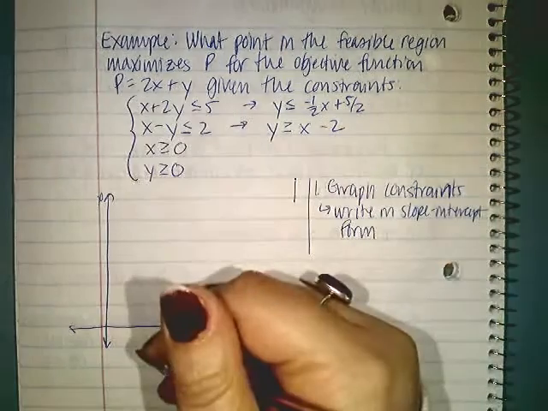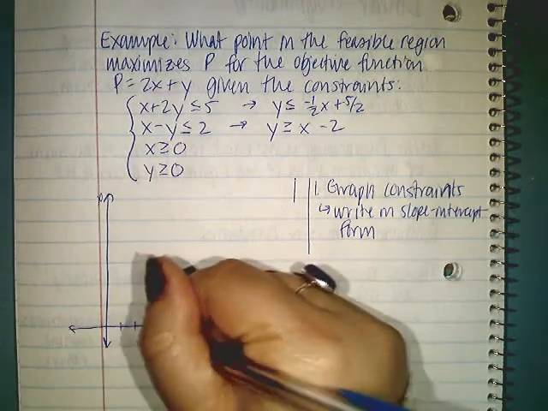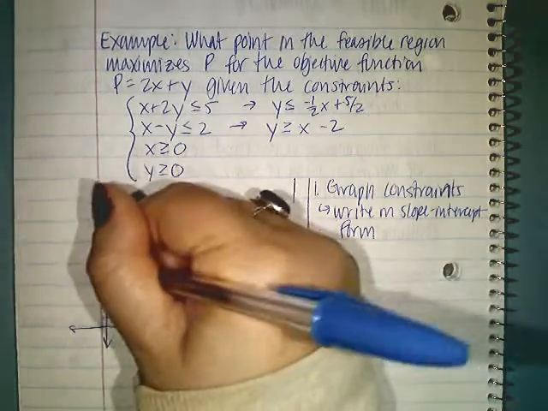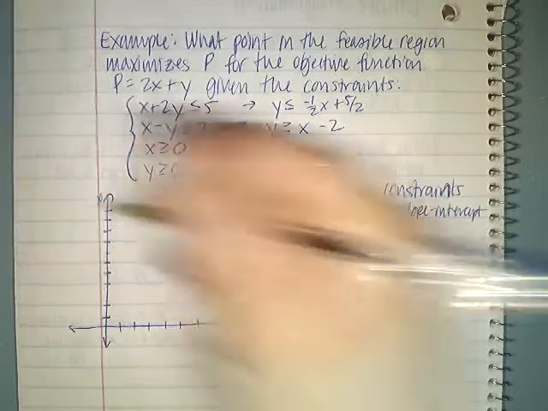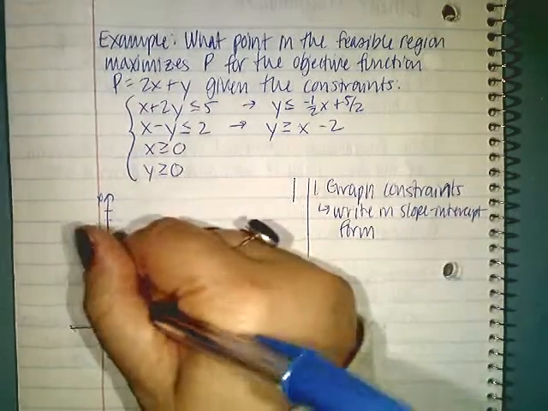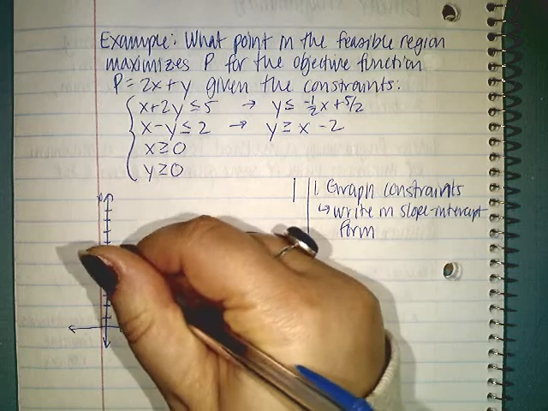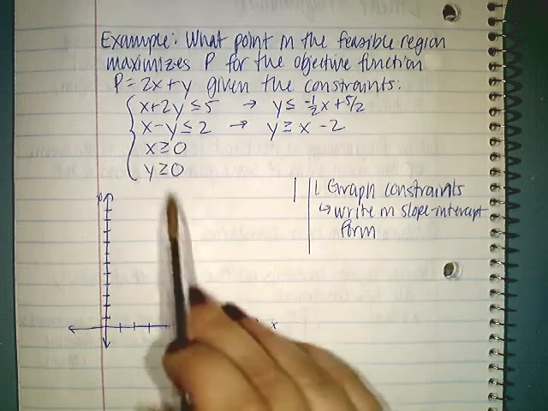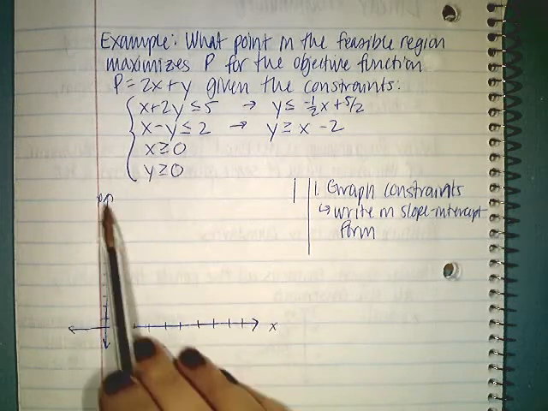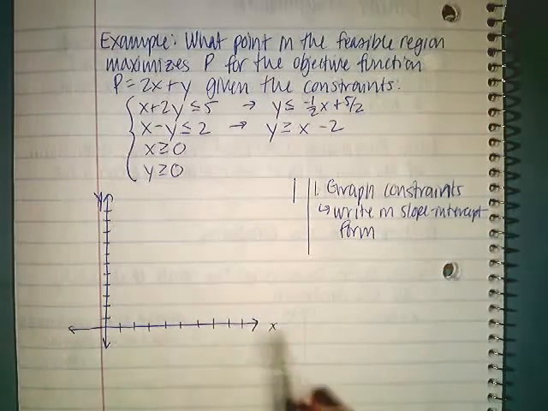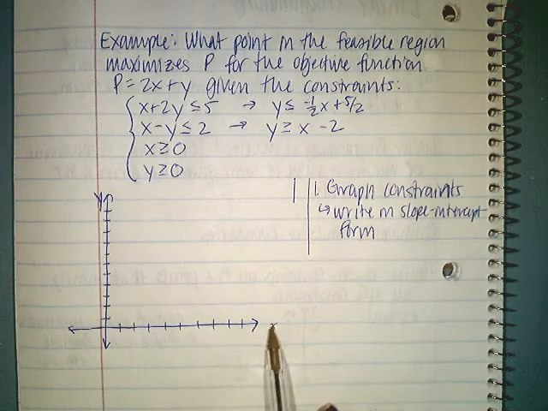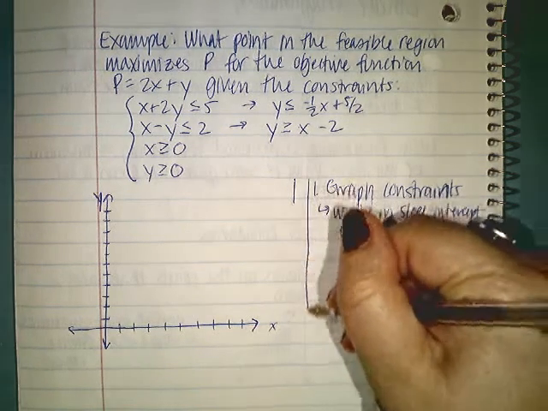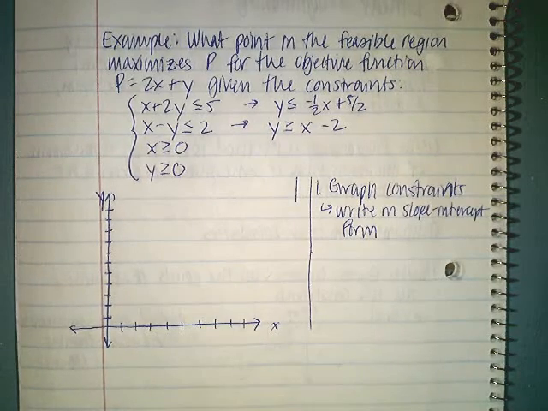x-axis, y-axis, and I'm going to graph 1, 2, 3, 4, 5, 6, 7, 8, 9, 10, 11. Okay. So first thing, I know x is greater than or equal to 0 is this vertical line along my y-axis. Y is greater than or equal to 0 would be this line along my x-axis. I'm not going to graph those because I'd just be going over my axes, but just know that those are two constraints that we will account for in just a second.